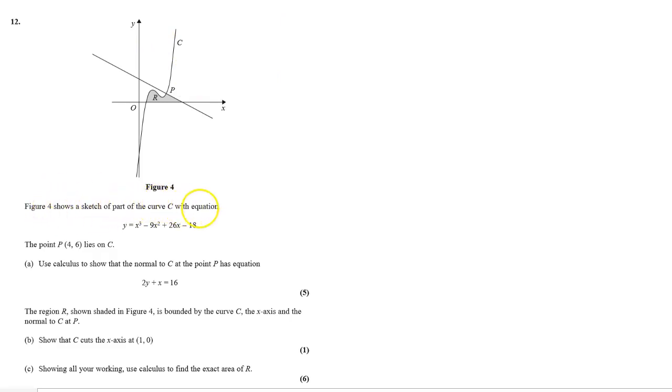The figure shows a sketch of curve C with equation y equals x cubed minus 9x squared plus 26x minus 18. The point P, 4 comma 6, lies on C. Use calculus to show that the normal to C at the point P has equation. We have to find the equation of the normal.